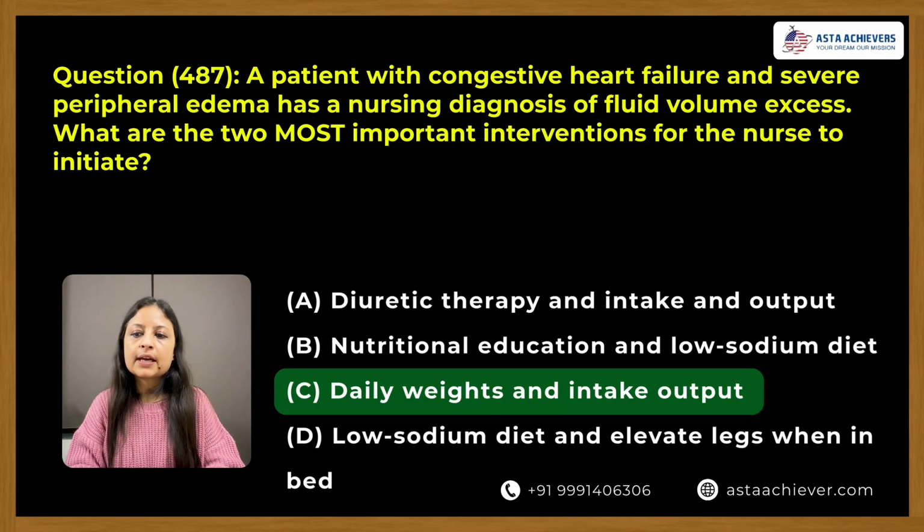Question number 487. A patient with congestive heart failure with severe peripheral edema has a nursing diagnosis of fluid volume excess. What are the two important nursing interventions we need to initiate here? Option A, diuretic therapy and intake and output. Option B, nutritional education and low sodium diet. Option C, daily weight and intake output. And option D, low sodium diet and elevate the leg when in bed. So option C, daily weight monitoring and intake output, is the correct answer.